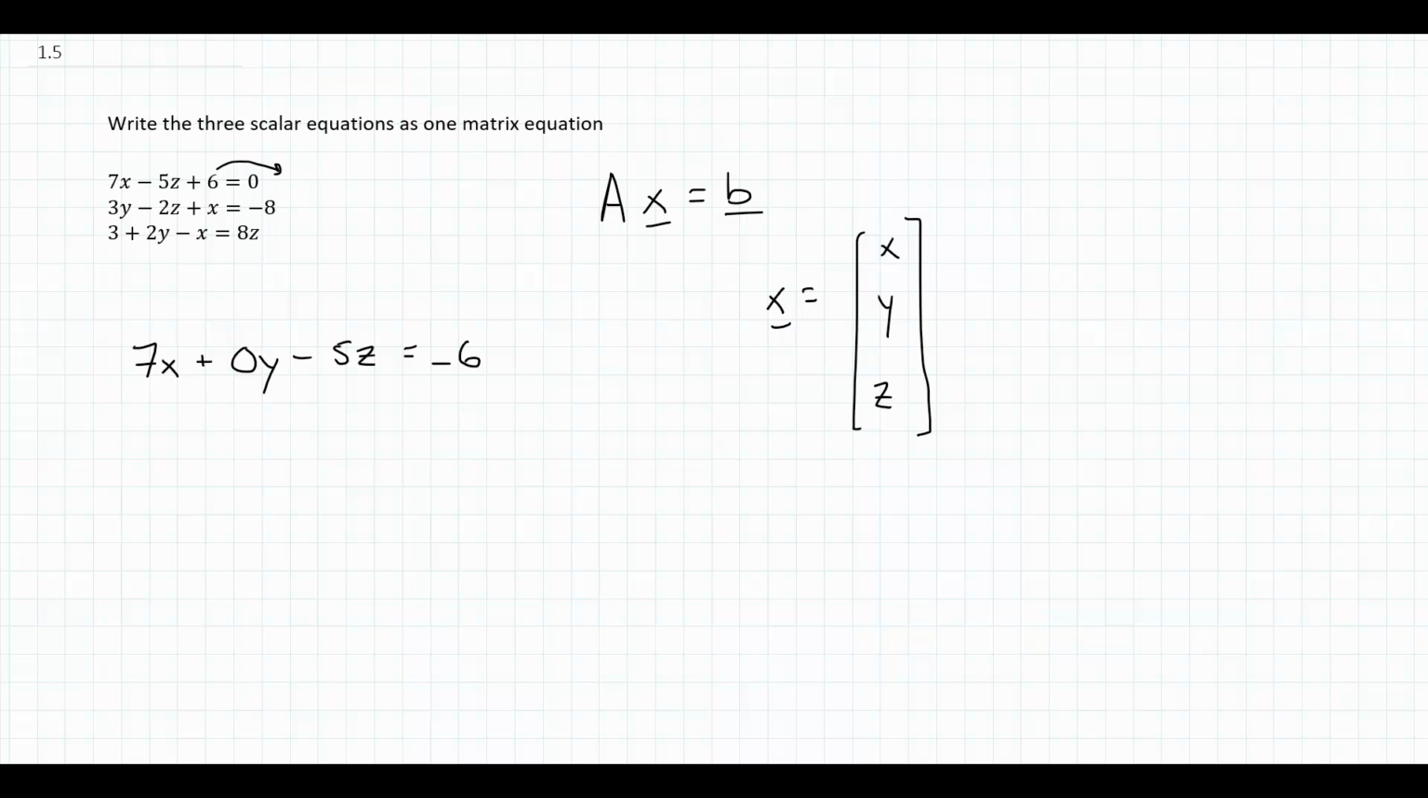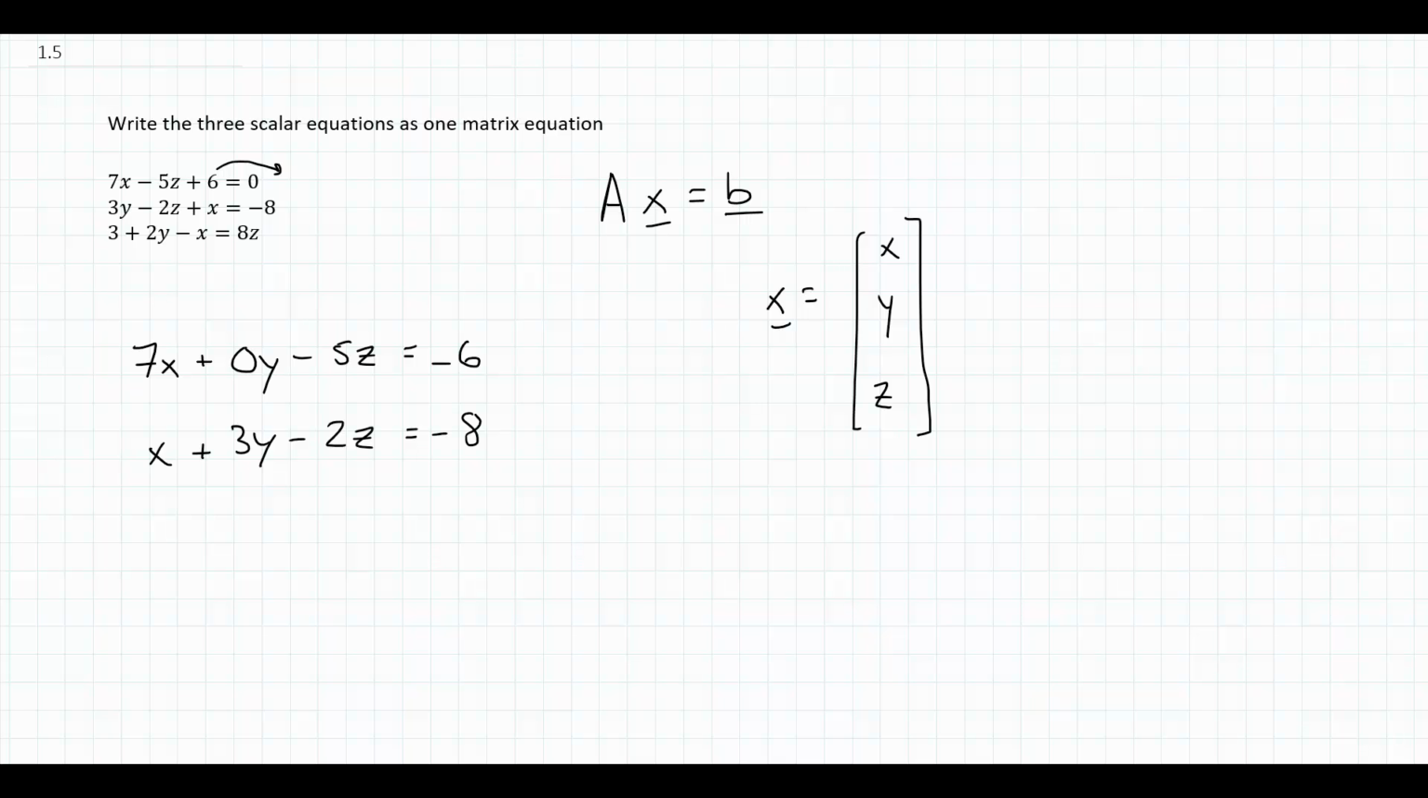All right, second equation. Again, in order, I want to put the x first. So I have 1x plus 3y minus 2z. And that constant is already on the right-hand side. So that's easy enough. So -8.